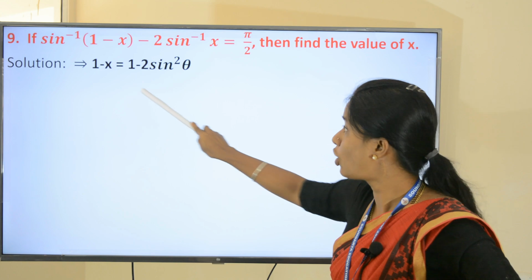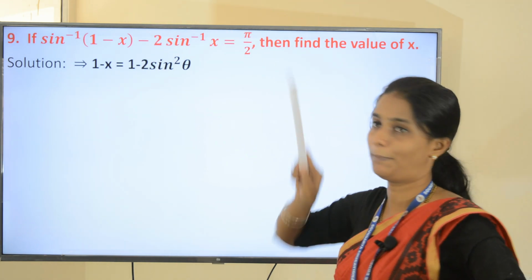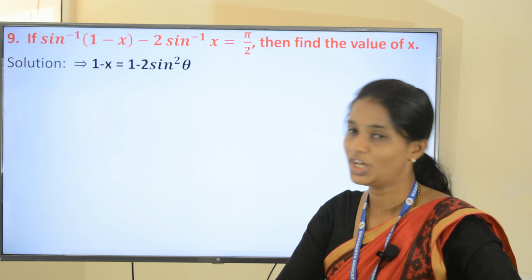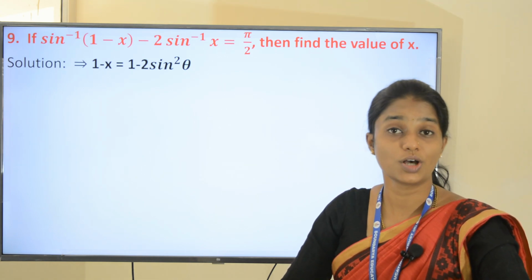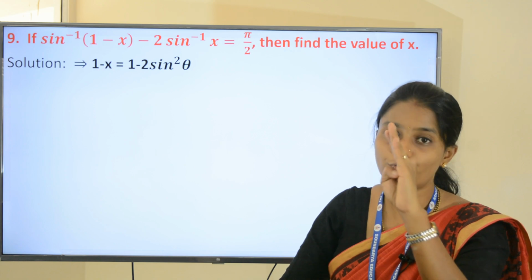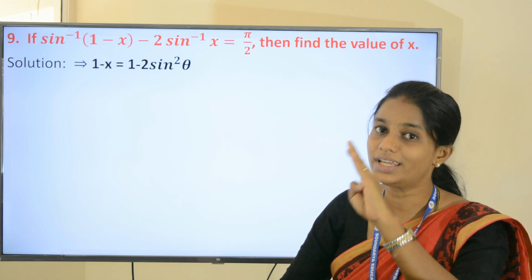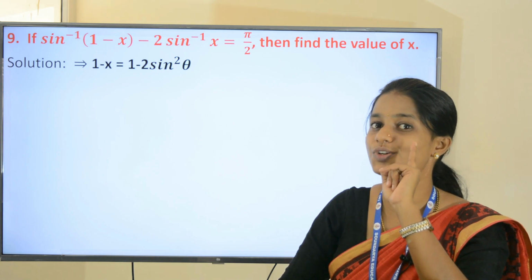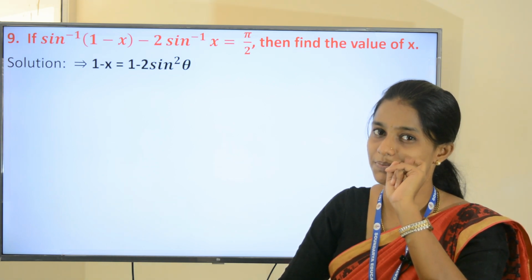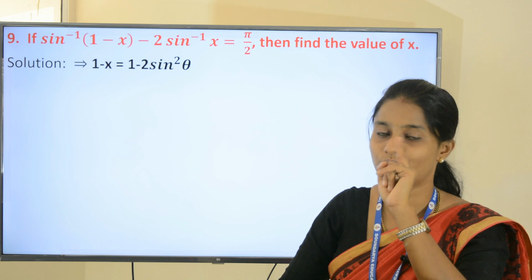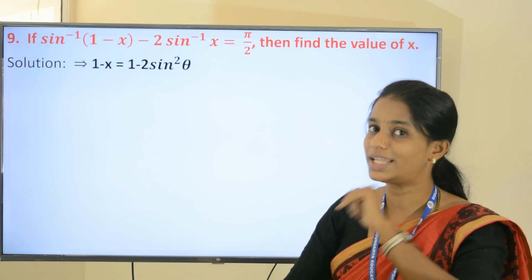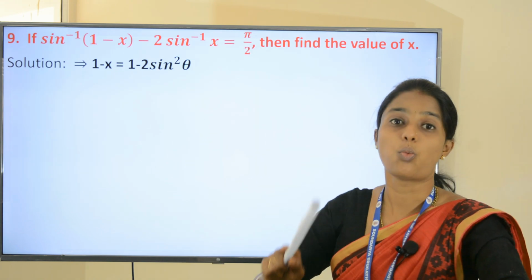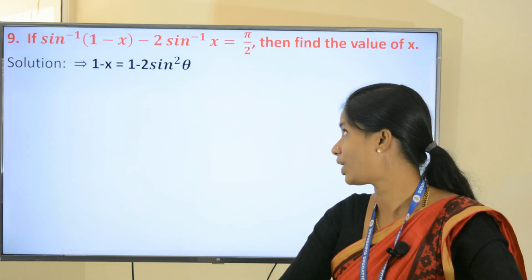Please observe, cos 2 theta can be replaced with 1 minus 2 sine square theta. You may get a confusion. Cos 2 theta has a total of 4 formulae. Why did I take only the one in terms of sine? Because I gave the substitution in terms of sine, isn't it? X can be replaced with sine theta, I wrote. That was my substitution. So cos 2 theta I have replaced with 1 minus 2 sine square theta.